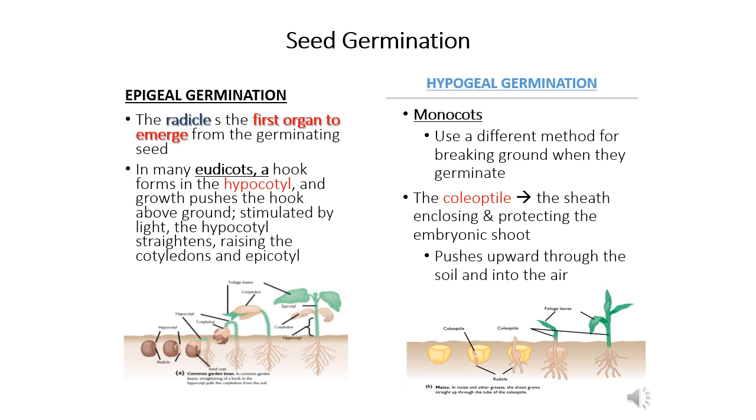Whereas for hypogeal germination, the monocot uses a different method in order to break through when they germinate. So the coleoptile just now will normally protect the embryonic shoot. So what they do is that it will push upward through the soil and into the air straight. Look at this, it is different from epigeal just now. Epigeal must have a hook, from the hypocotyl just now. So there is a difference between the two.